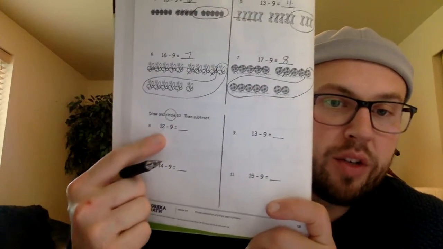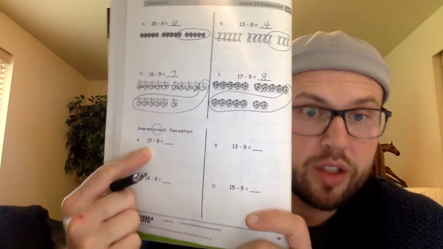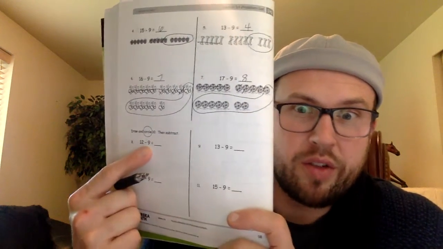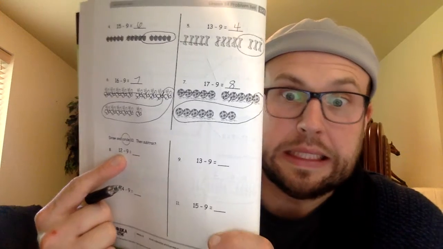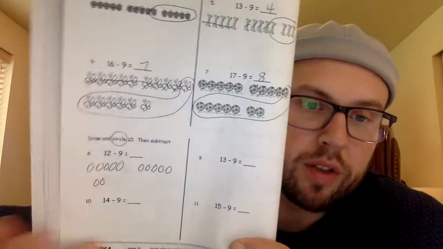All right. And then down here, you can draw your own pictures to help you. Or if you don't need to do that, you can use manipulatives or just solve it in your head. 12 minus 9. That is, so let's see. 1, 2, 3, 4, 5, 6, 7, 8, 9, 10, 11, 12. So I just drew little circles.